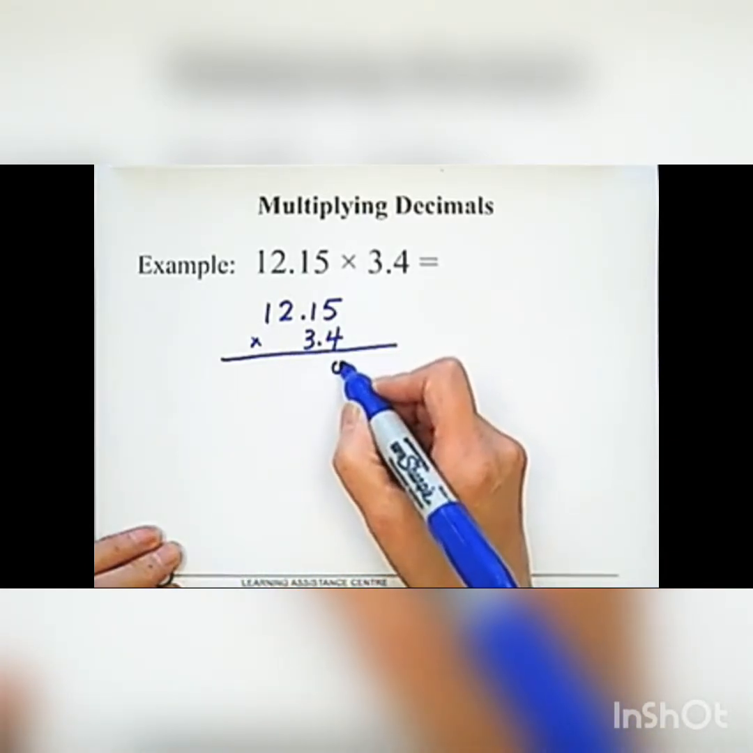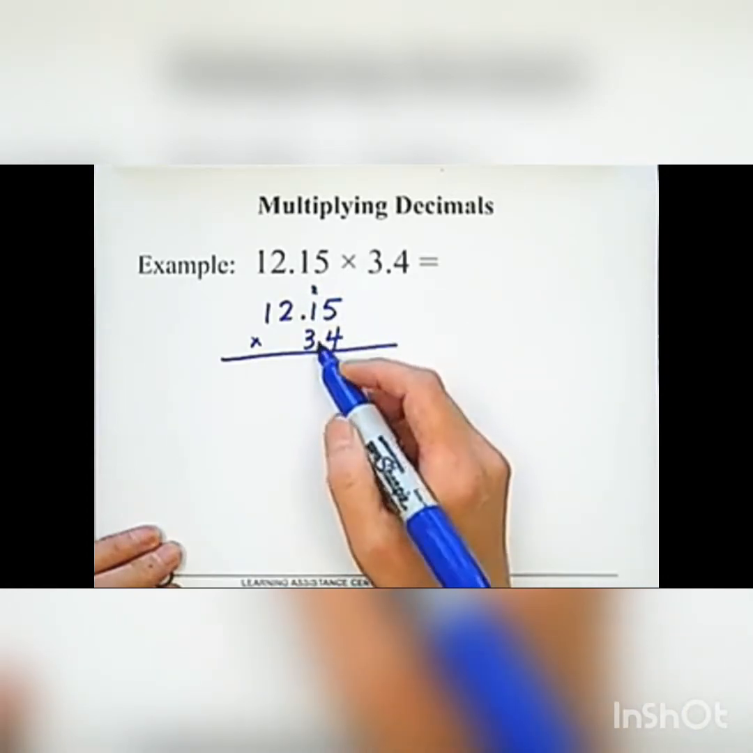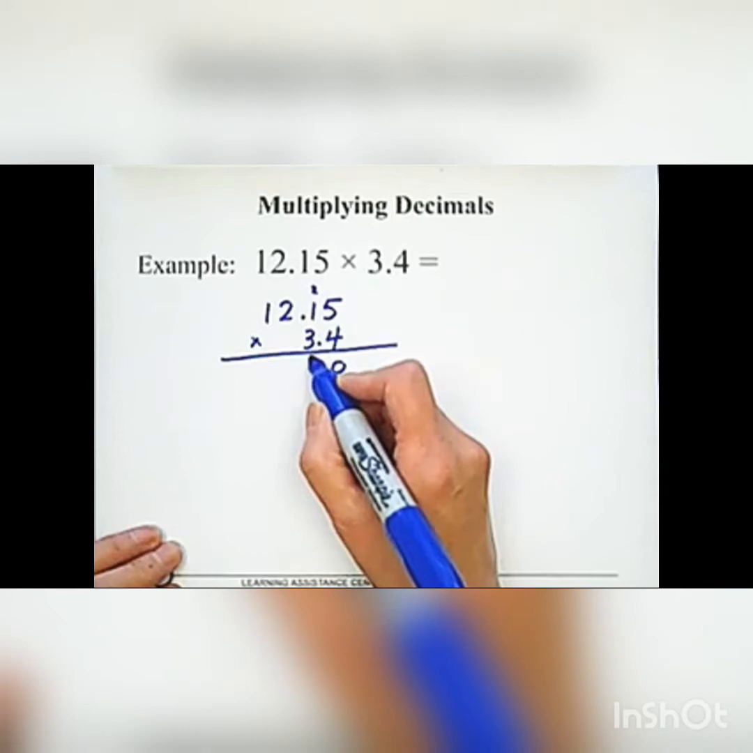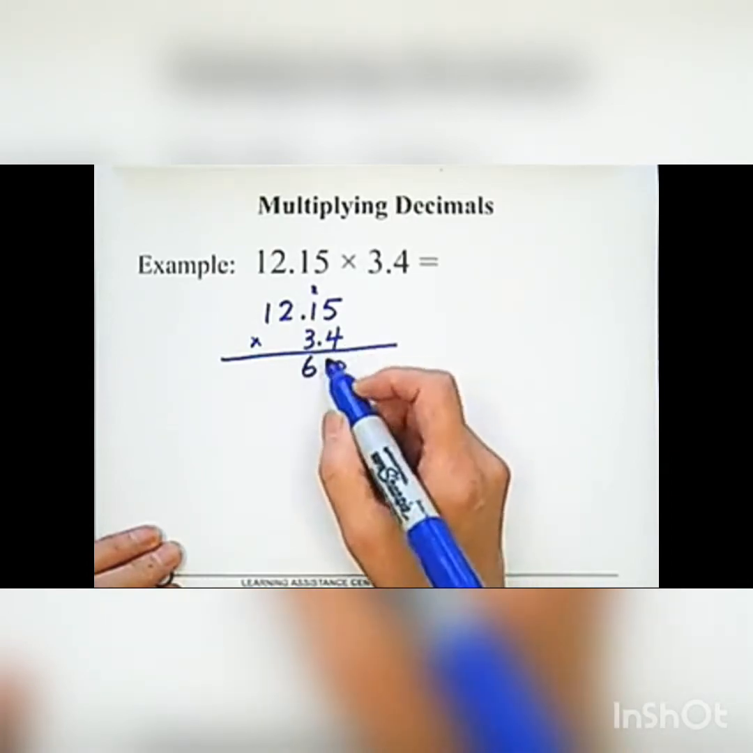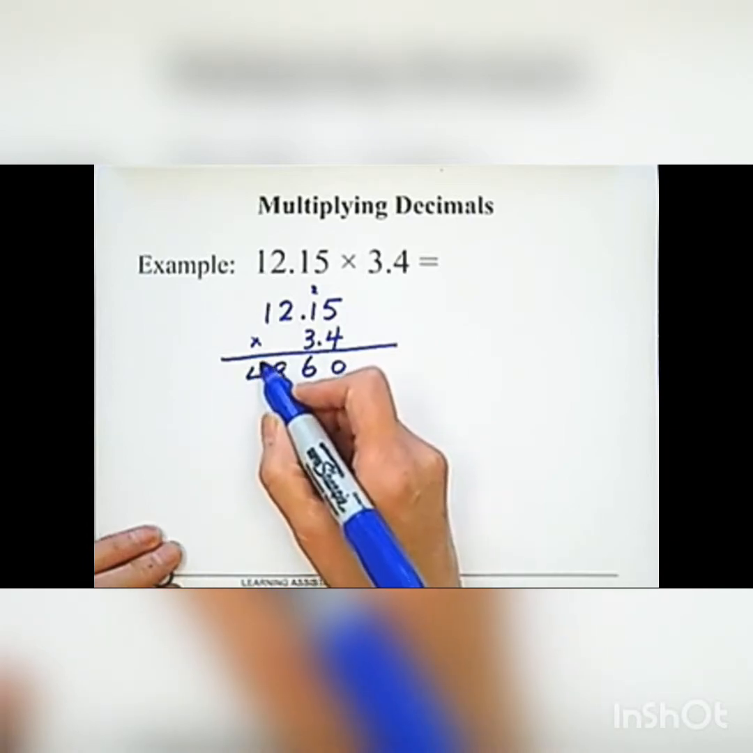4 times 5 is equal to 20, 2 carry over. 4 times 1, 4, plus 2 is 6. 4 times 2 is equal to 8, and 4 ones are 4.